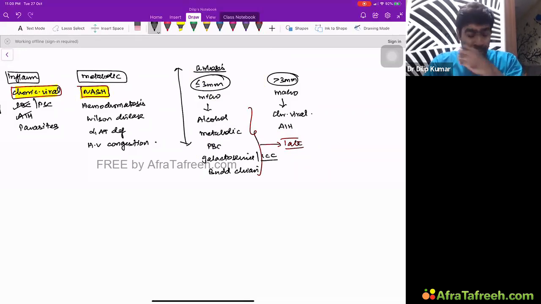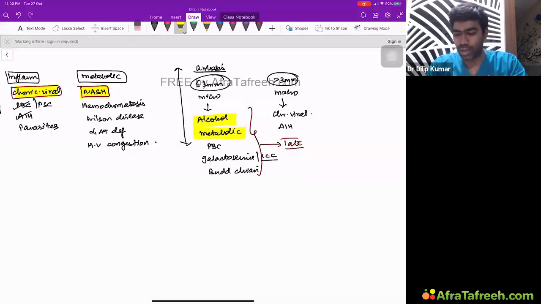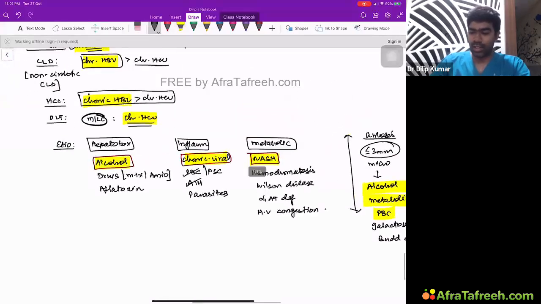So just for exam's sake, you might need to know alcohol, metabolic causes, chronic viral, autoimmune hepatitis, and maybe PBC. That's all. These are the three things in micro and two things in macro that you need to know, which can cause micronodular versus macronodular cirrhosis. These are going to be the etiologies.